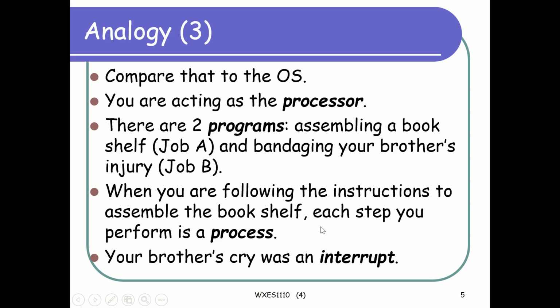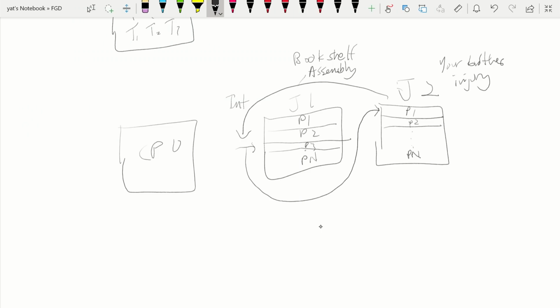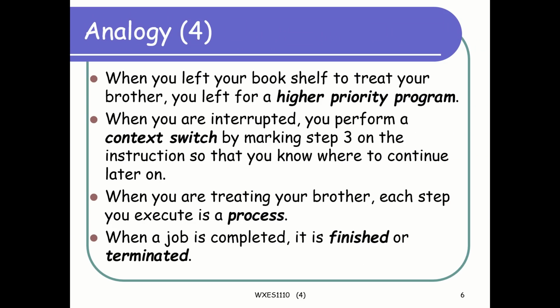So your brother cry was an interrupt. Job 2 interrupts whatever current process you are in, and then you go to process number 1 of job 2, because job 2 has much more priority, and you have to concentrate on that, much more important. So when you left your bookshelf to treat your brother, you left for a higher priority program.